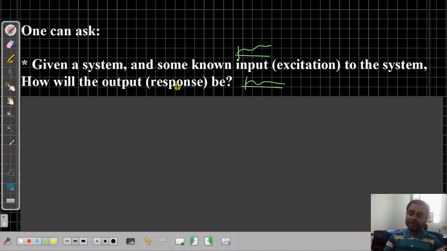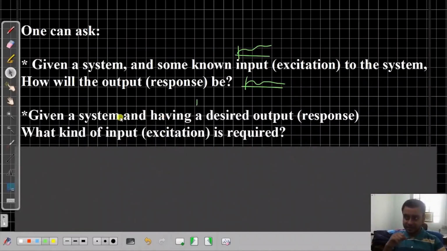Now I can ask the opposite question. Given a system like our train, and a desired output, that means if we want the train to move in a particular way, then what kind of input or excitation is required? So given I know how the train should move, how should I control the position of the lever? This is the opposite question.